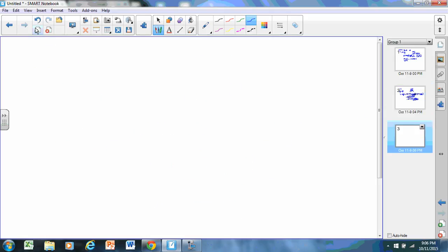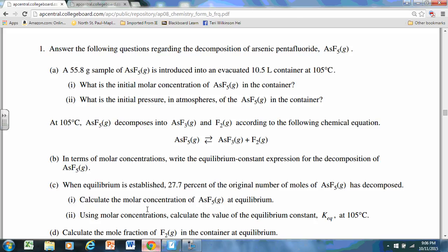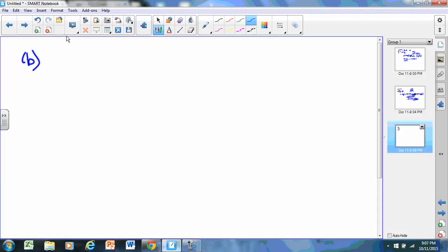All right, so new page. So then B is, let's go back and just read it together. In terms of molar concentrations, write the equilibrium constant for the decomposition. So using this reaction, write the expression for Kc.